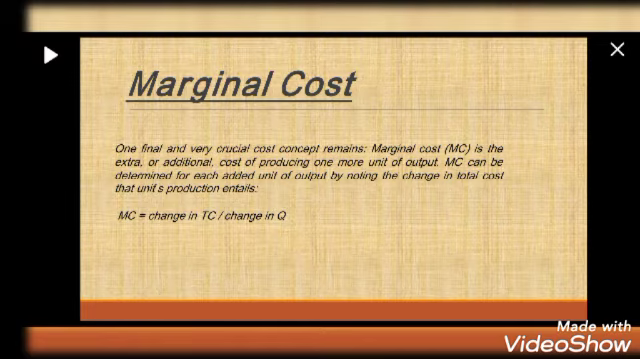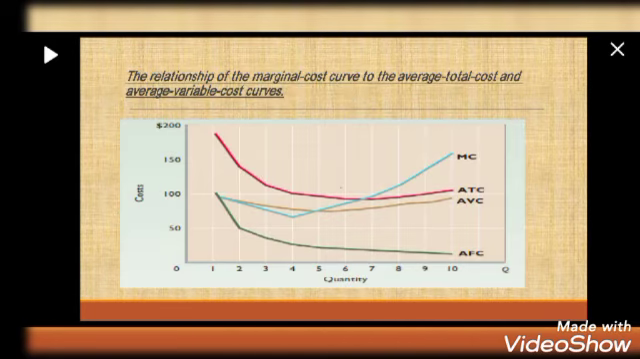As you can see in the graph, which shows the relationship of the marginal cost curve to the average total cost and average variable cost curves, the marginal cost is touching or overlapping the average total cost and average variable cost. So what does it interpret?